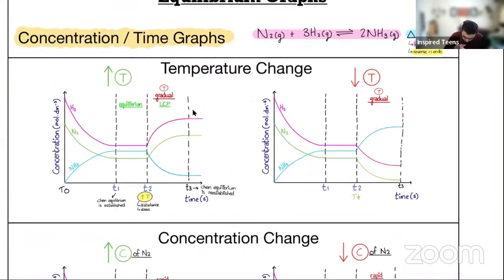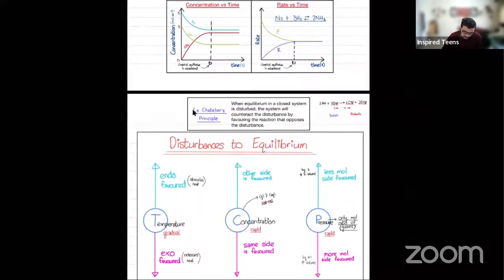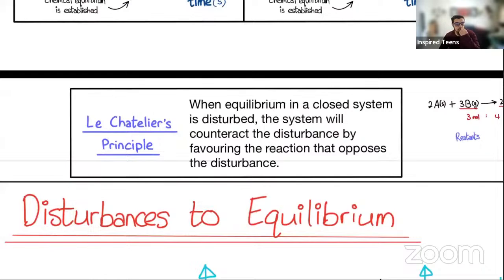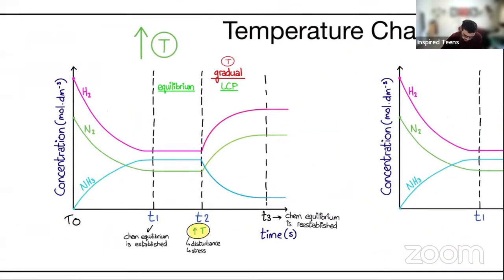As you can see, we discussed what that means. So the first part is the reaction initially occurring. The second part is equilibrium is established. And the third part, at all the T2s, there is a disturbance or a stress acting on the system. And what actually happens is the system counteracts according to Le Chatelier's principle, because that's the definition. When equilibrium in a closed system is disturbed, the system will counteract the disturbance by favoring the reaction that opposes the disturbance. So that's always what the system tries to do. So at all the T2s, what happens thereafter is actually Le Chatelier's principle. The system is counteracting that stress.